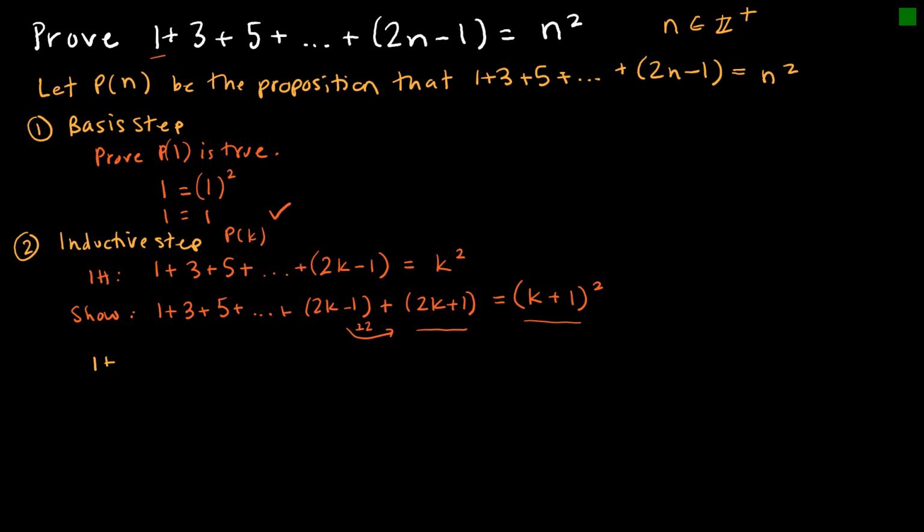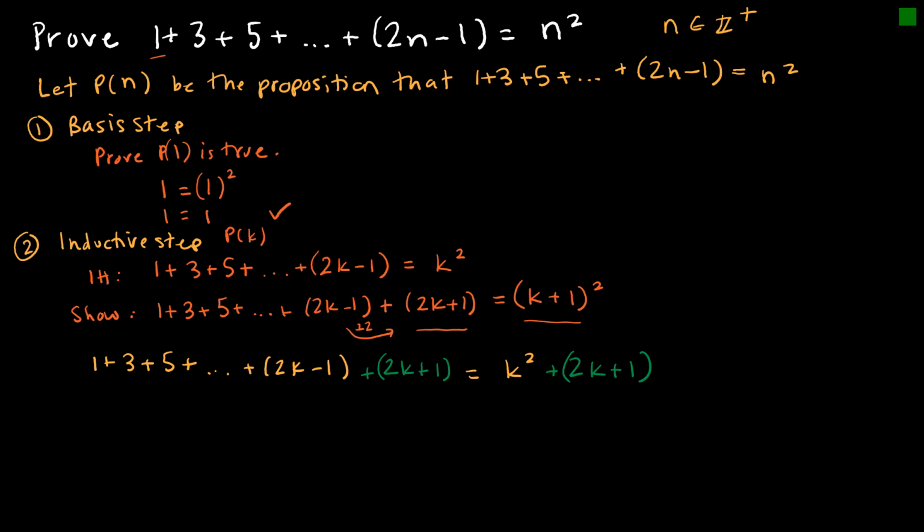I have 1 plus 3 plus 5 plus blah blah blah plus 2k minus 1, which I know is true, and that is equal to k squared, which I know is true. And I also know that if I add something equal to each side, then the equation still holds. So I'm going to add 2k plus 1 to each side of the equation. So I haven't broken any mathematical laws. I've added something equal to each side.